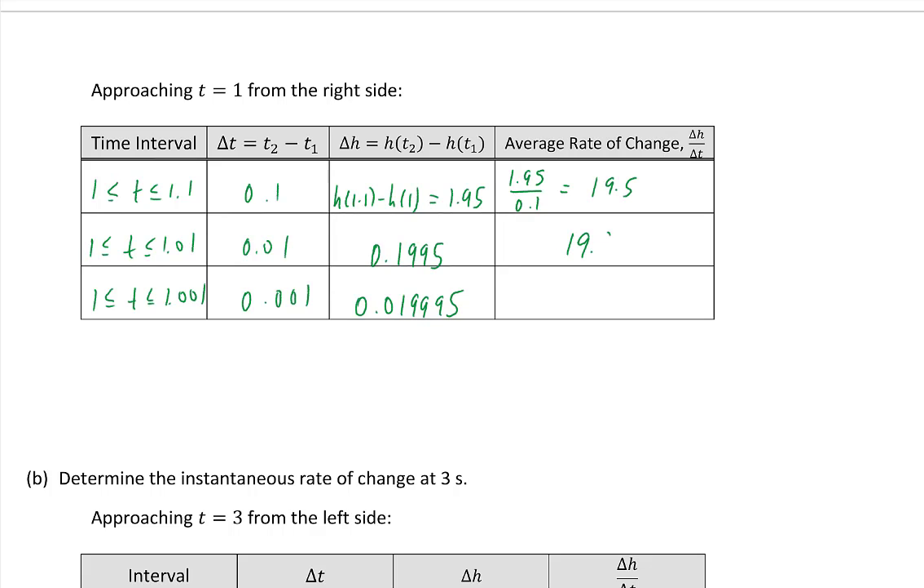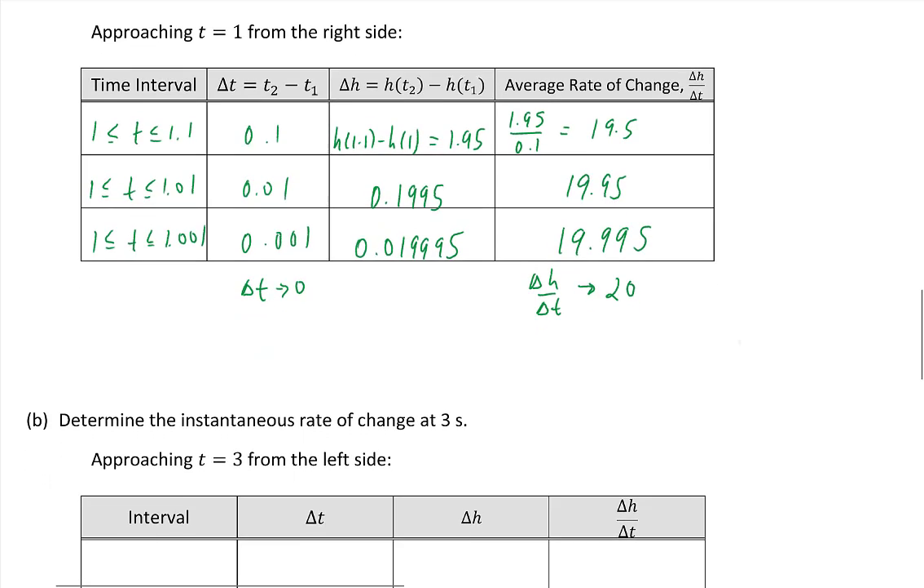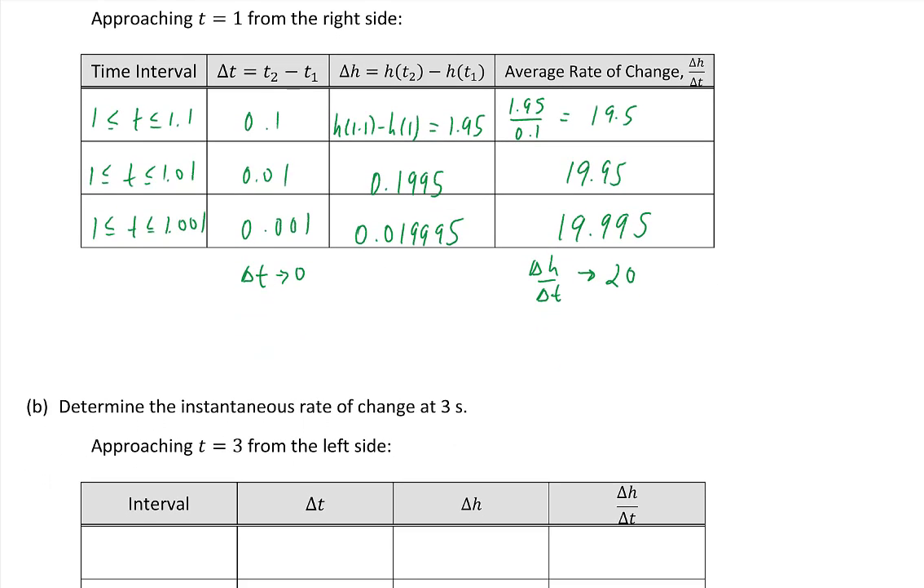The next one gives me 19.95, and the final one gives me 19.995. So once again, we see as my delta t's, as those t's get closer to 0, my delta h over delta t is again approaching 20. So we have verified from both sides that the slope of this tangent appears to be 20, or the instantaneous rate of change in height at 1 second is 20 meters per second.